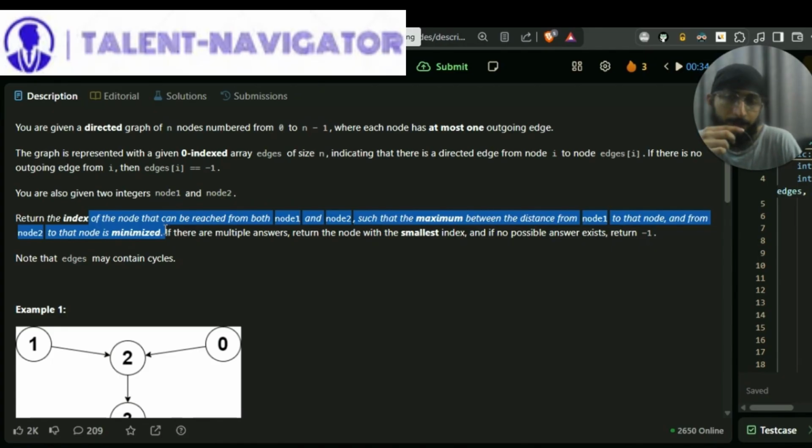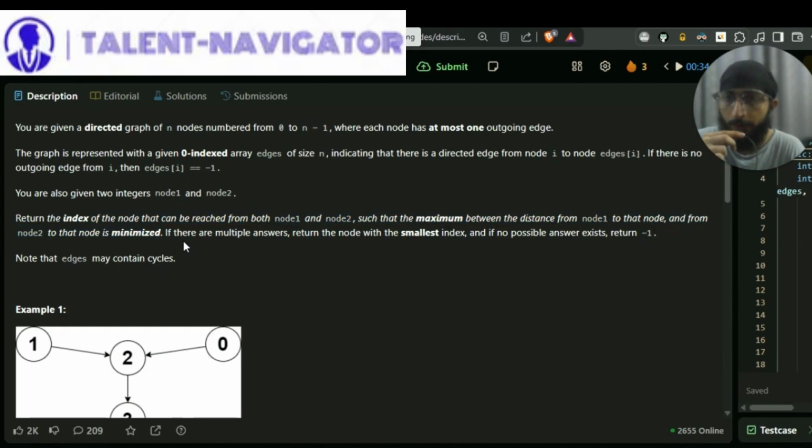that node is minimized. Okay, so you might not be understanding the problem right now because the language is a bit tricky. So I'll explain to you on my sketchpad, but till then let's just complete the problem statement. If there are multiple answers, return the node with the smallest index, and if no possible answer exists, return minus 1. Note that edges may contain cycles.